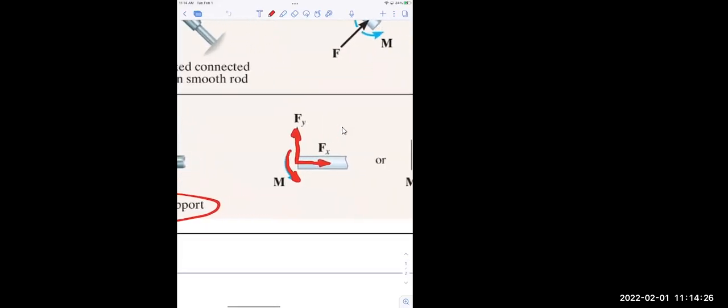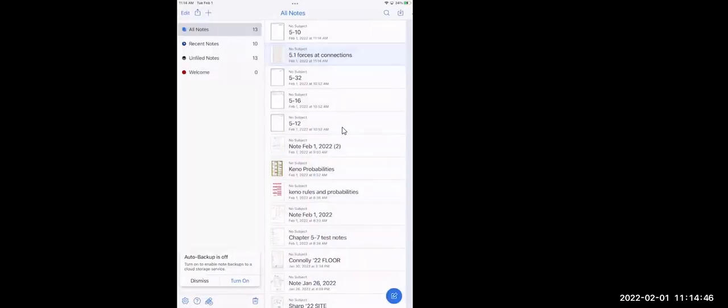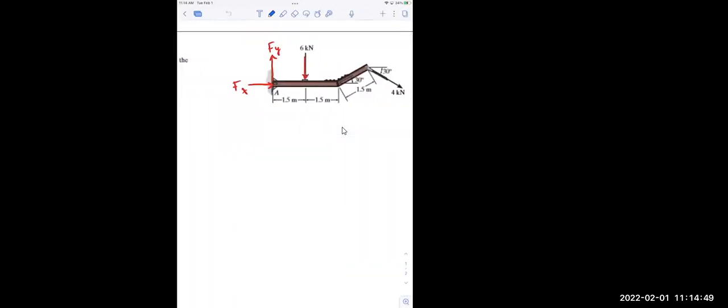But notice from your force connections sheet, you kind of have a natural way of doing it. Notice what they're doing is drawing them all positively. Up is usually positive y, right is usually positive x, and then is it this direction? Isn't that a positive moment? So you can actually assume anything you want and just let the chips fall where they may. So that's around point A.